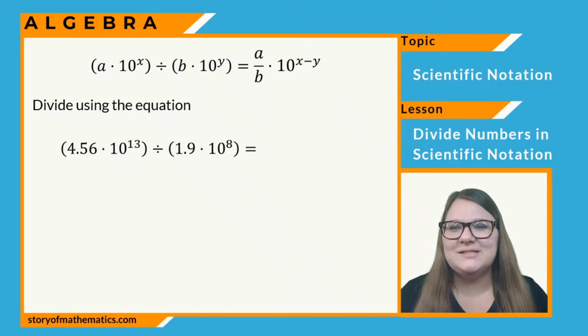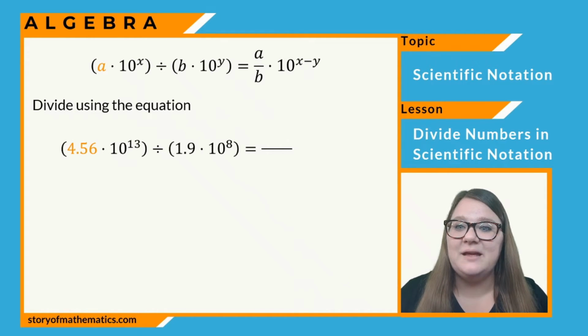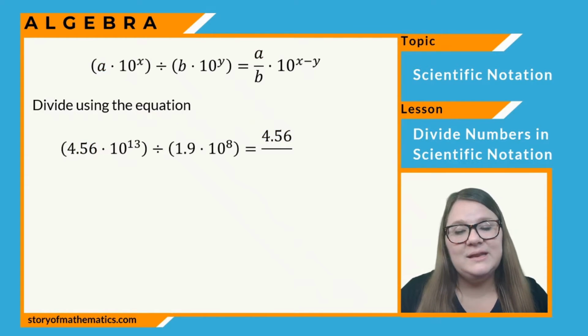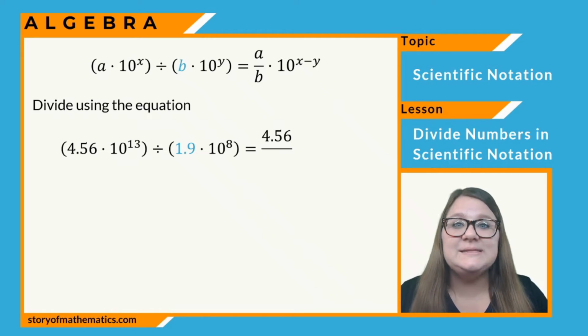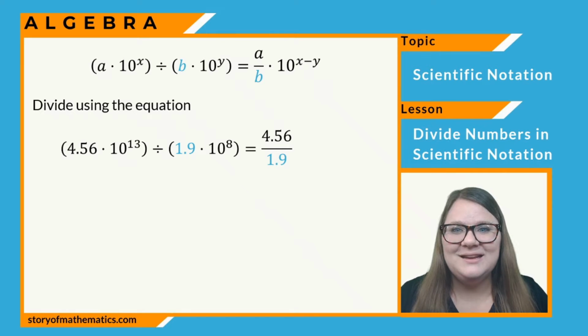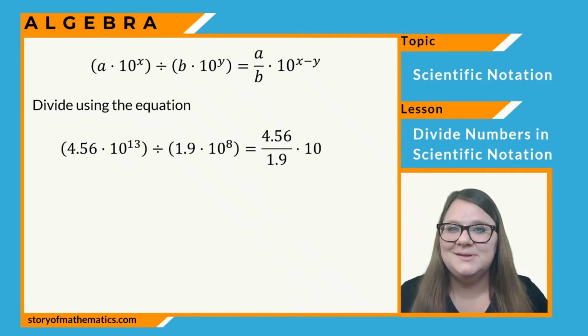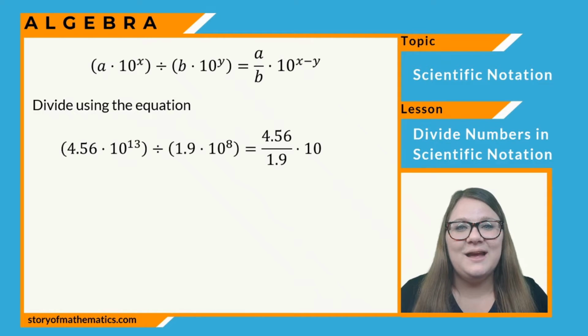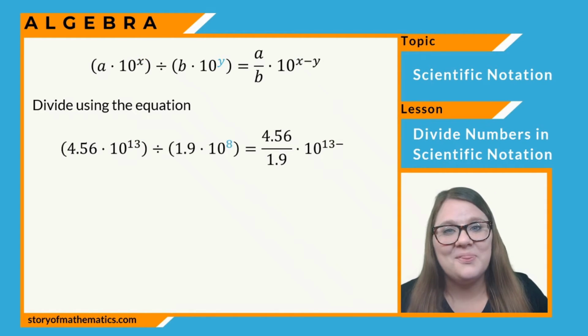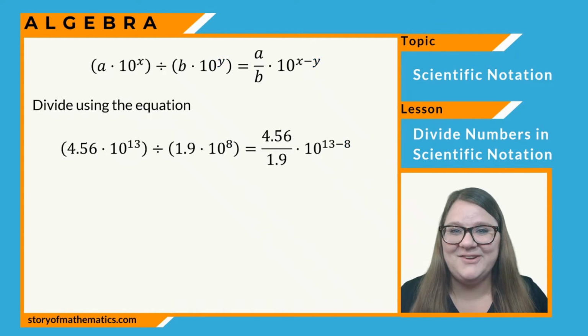So notice that we need to start by finding the a value. Now the a value is going to be that first thing inside the first set of parentheses. So 4.56 goes on the top of our fraction here. Then we need to find the b value. That's going to be the first thing in the second set of parentheses, and it's going to go in the bottom of the fraction. Now I have times 10 raised to some sort of exponent. To find the exponent, I'm going to take the exponent from the first number and plug that in first. And then I'm going to subtract the exponent from the second number. When I do that, I have 13 minus 8 in the exponent.